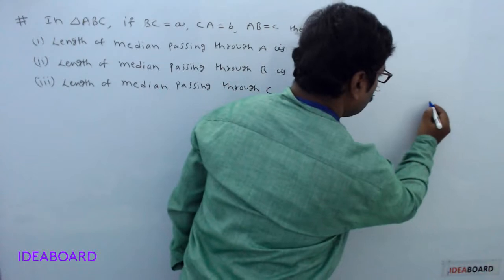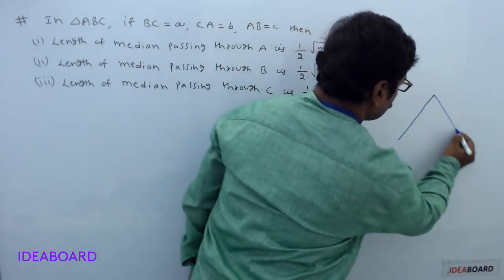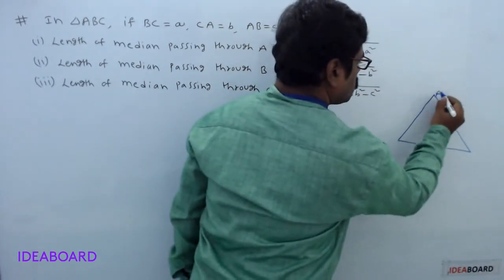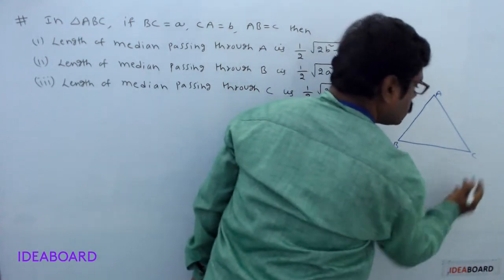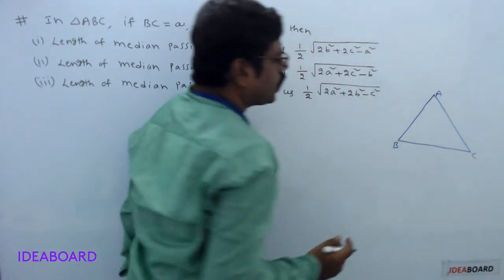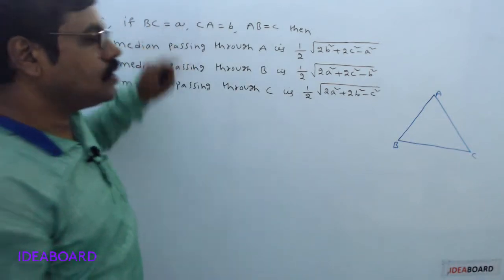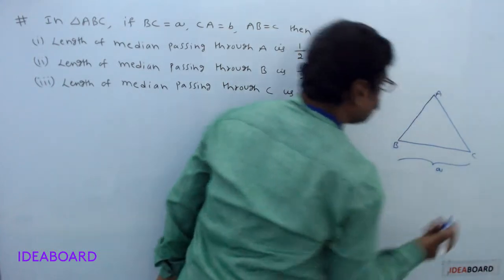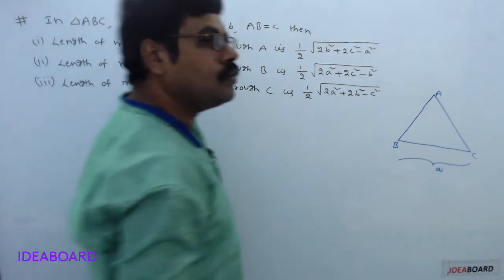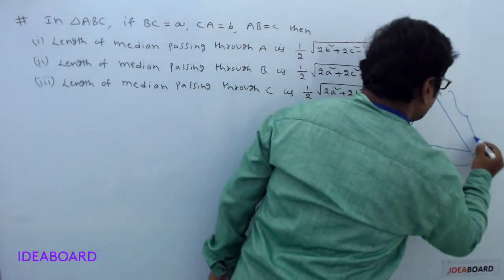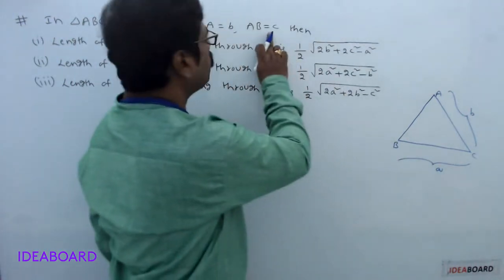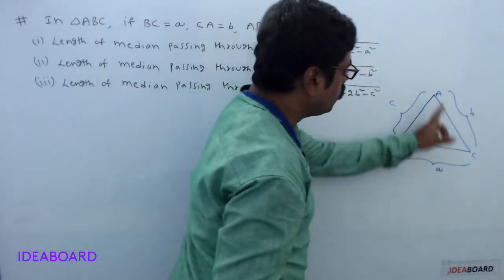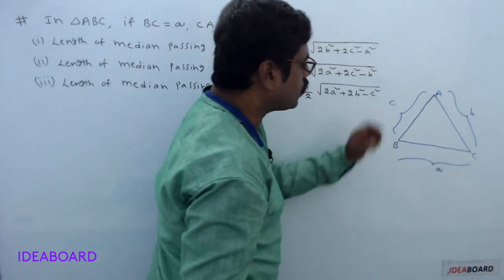Now first draw a triangle. Suppose vertices are A, B, C. What are the given conditions? BC length is A. So this length of the side BC is A. This total length is A. Next CA equals B. This total length is B. Next AB equals C. So BC equals A, AC equals B, AB equals C.